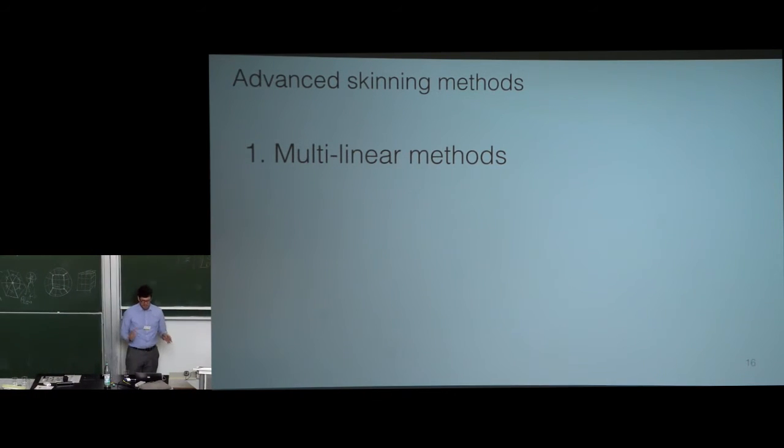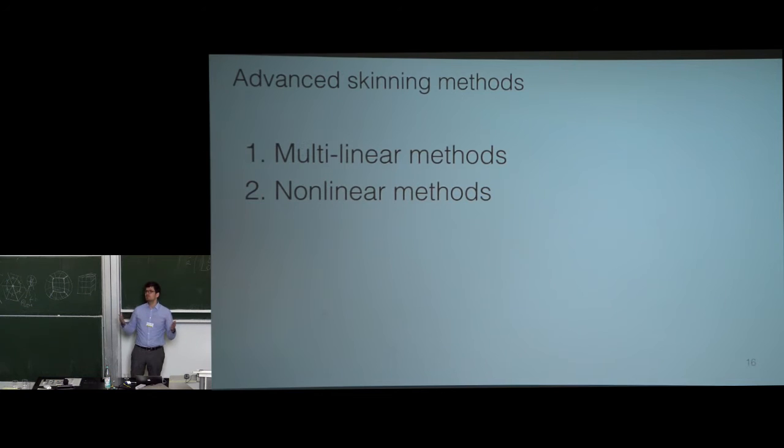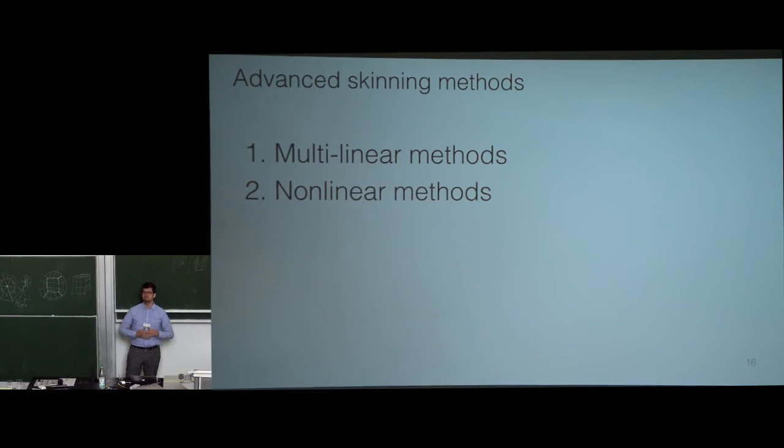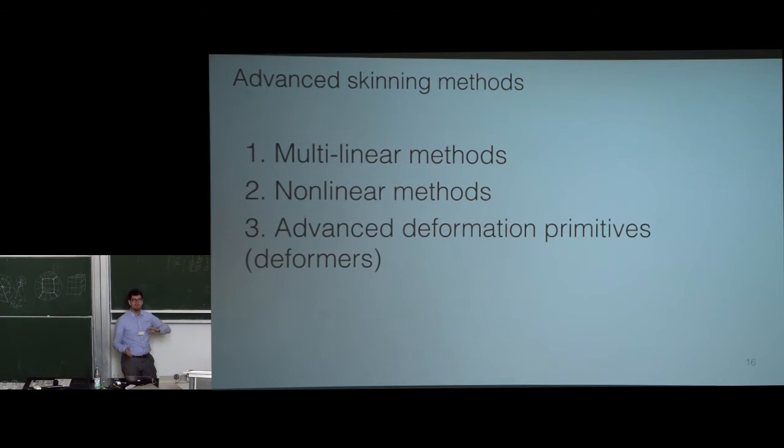So I'll talk about two different methods in this talk for attacking this problem, the simple problem of linear blend skinning. One of them we'll call the multilinear methods, and these methods will work by introducing new parameters, not just skinning weights, but more weights into the problem. So they're in some sense linear in a larger space. And then there are methods that are nonlinear, so still closed form, but now the blending that you're doing is in a nonlinear space rather than linear. And there are advanced deformation primitives that solve this in a different way, but I won't cover those right now.